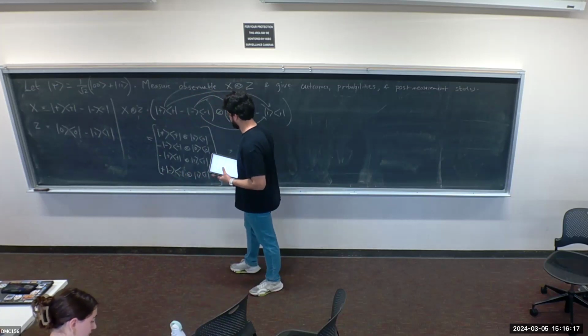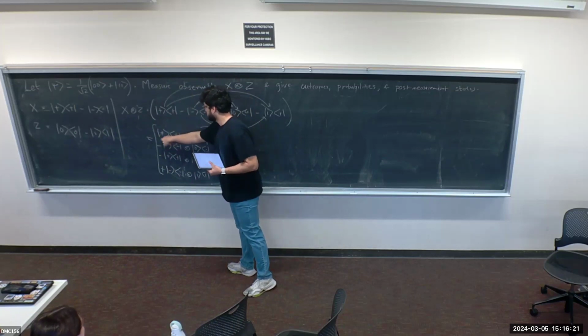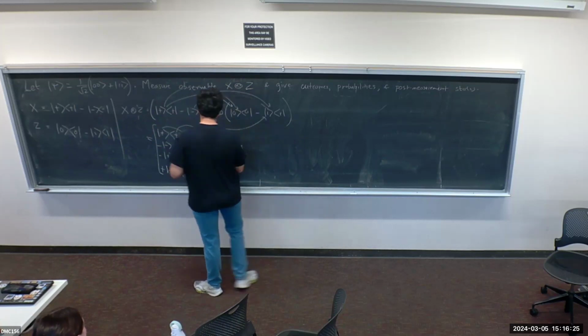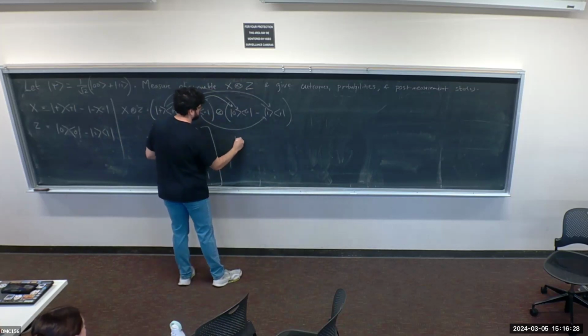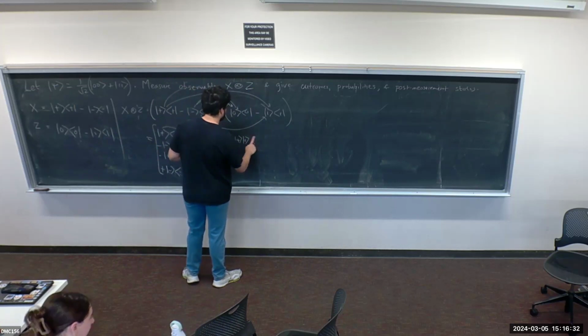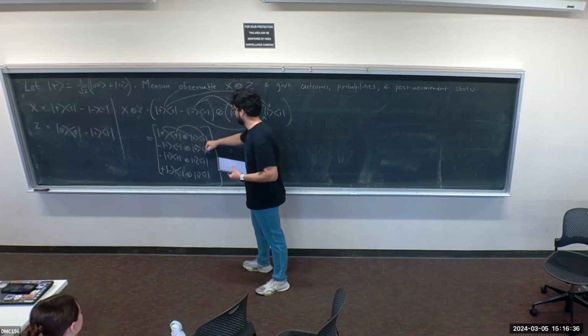Then you can just use the property of tensor product and combine this and this and this and this and just write it like this. So let me quickly show you how we can simplify this.